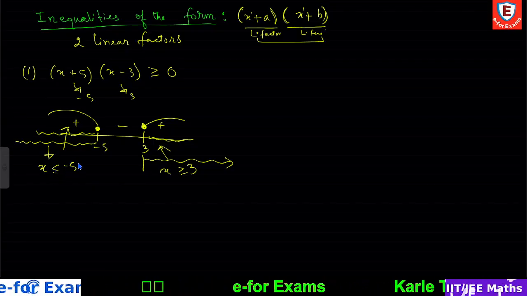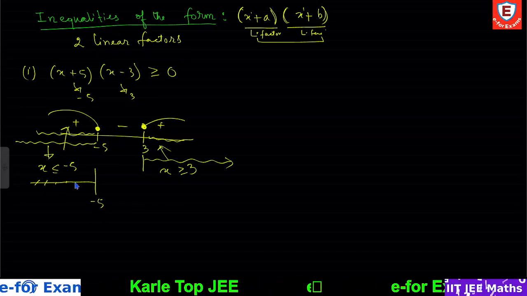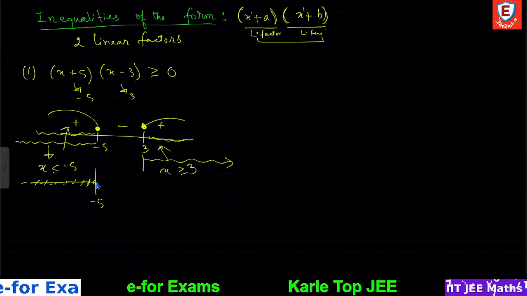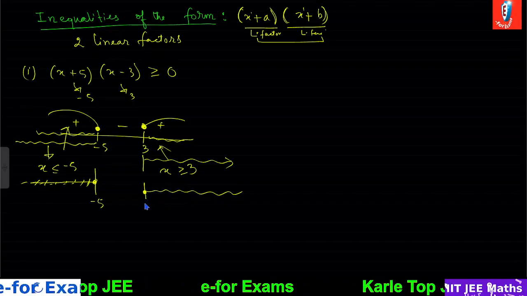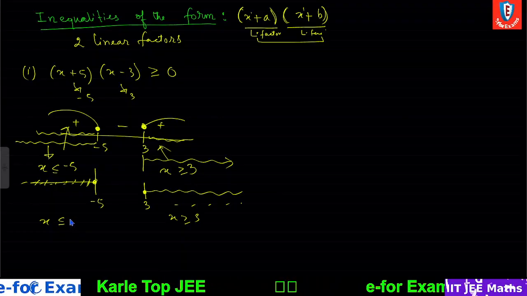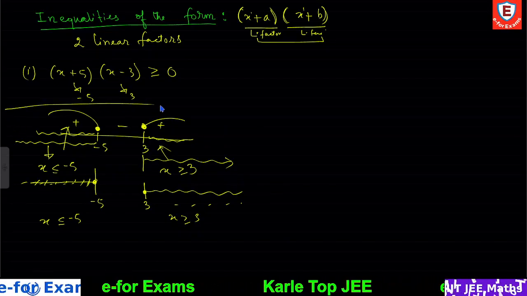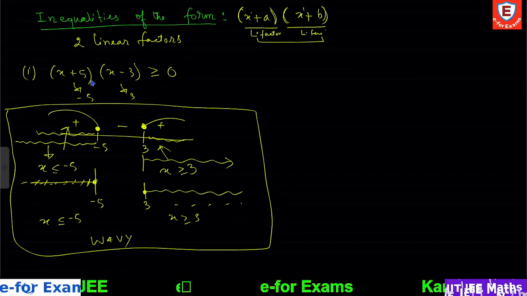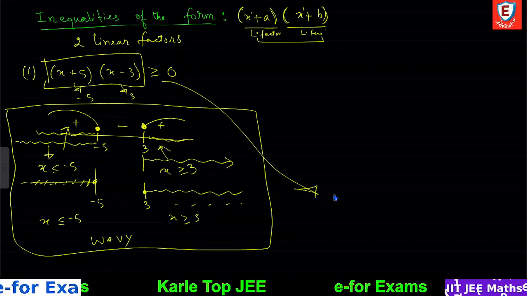This means x can take all values to the left of minus 5, including minus 5 itself. And in this case, x takes all the values to the right of 3, including 3. That means x is greater than or equal to 3, and here x is less than or equal to minus 5. Conclusion: instead of using the wavy curve method, if there are two linear factors or two brackets, then we can directly jump to a conclusion.